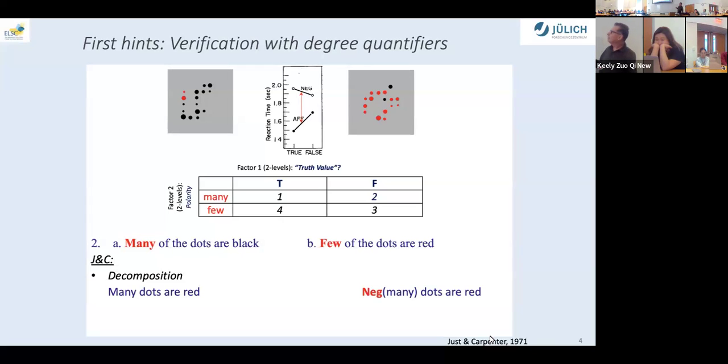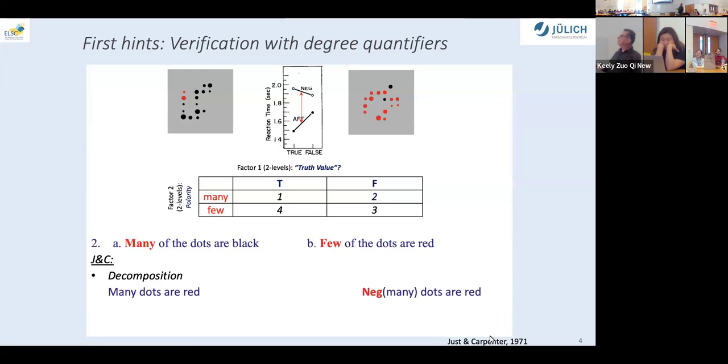And you also get this kind of interaction with truth value that we will return to. Namely, the false affirmative takes longer than the true affirmative, but the pattern is reversed with the negatives, namely with the downward entailing ones. For those of you who heard about Barwise and Cooper and witness sets, it should ring a bell, but I'll get back to it in a few minutes. Okay, so this was the beginning of it.